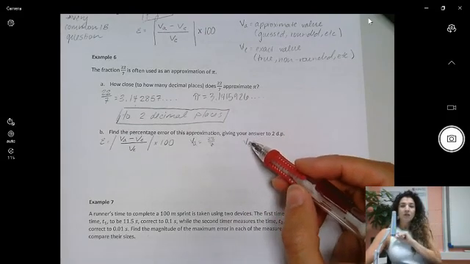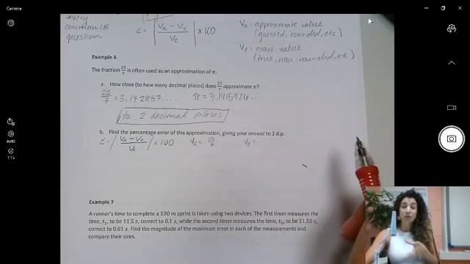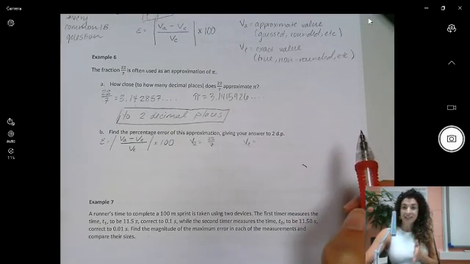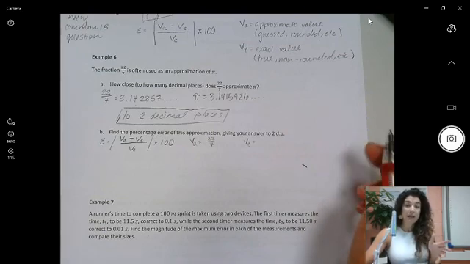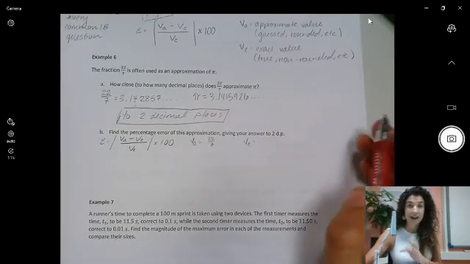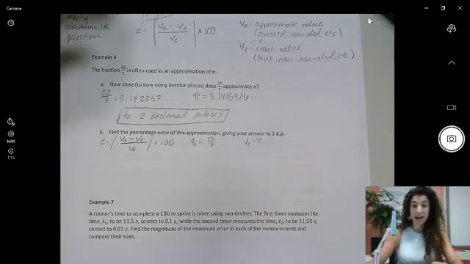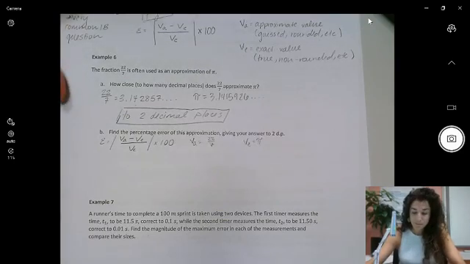Same with the exact value. The exact value here is pi. Pi is the only way to write pi exactly. If you round it, if you stop it, if you write it as a decimal or a fraction or anything like that, it is not actually true. It's not exact. So the only way to write the exact value of pi is the symbol pi.